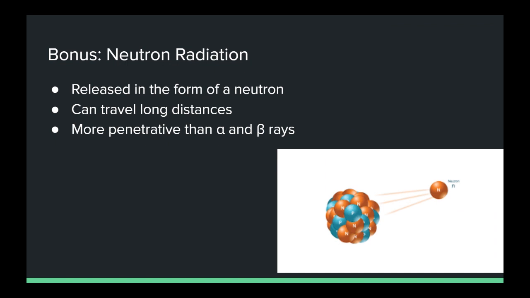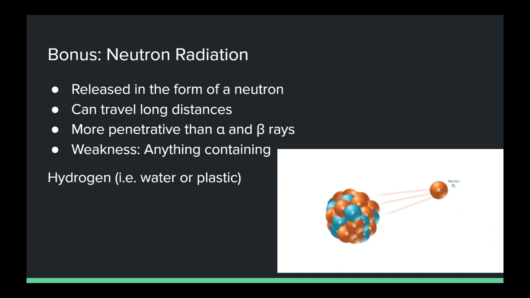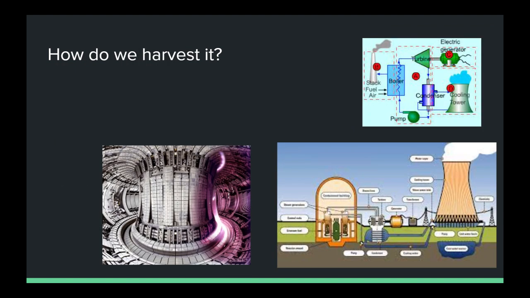And it's more penetrative than alpha and beta rays. So now that we know about the basics, what is its weakness? Its weakness is anything that contains hydrogen. So that can be water, plastic, or even concrete.